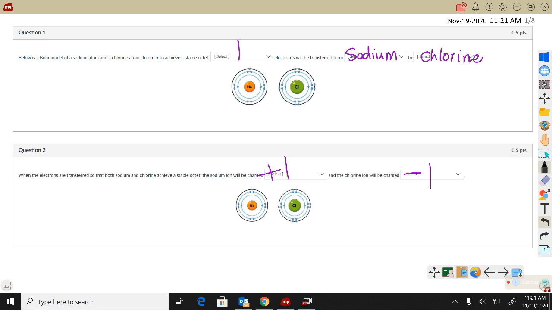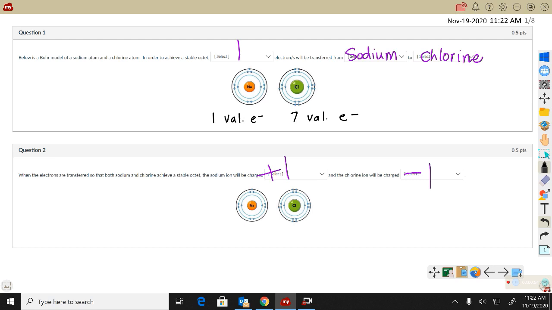And the whole point of bonding is to get full outer shells. A stable outer shell, usually 8 electrons, is the goal of any kind of bonding. So if I have 1 valence electron in sodium, looks like there's 1 little electron in that outer level. 1 valence electron. Chlorine's got 2, 4, 6, 7 valence electrons. 7 electrons in the outermost energy level.